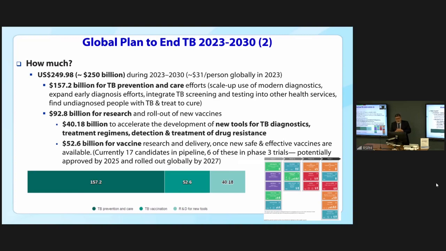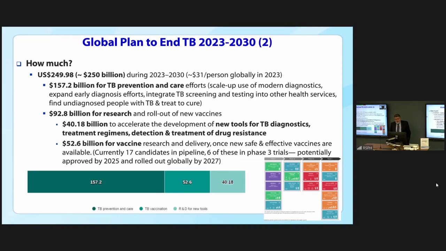Another close to $93 billion is devoted to research with the rollout of new vaccines. Of this, $40.2 billion is to accelerate the development of new tools, diagnostics, treatment regimens, and detection and treatment of drug resistance. And I alluded to this in the introduction. Happy to talk about this later. Then, rounding up, $53 billion for vaccine research and delivery, and once a new, safe, and effective vaccine is available, make sure that we provide it to people who need it the most.